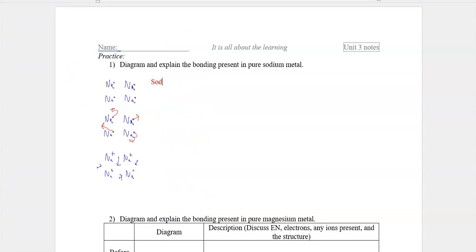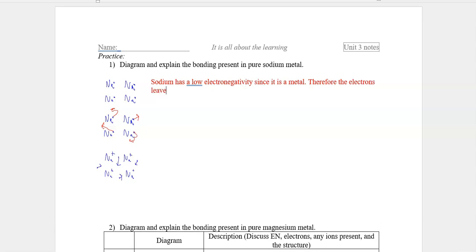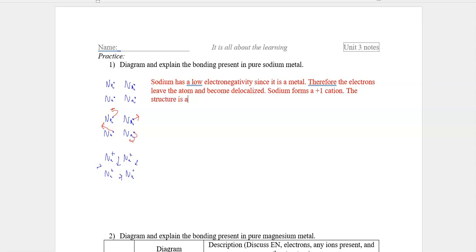All right, sodium has a low electronegativity since it is a metal. Therefore, the electrons leave the atom and become delocalized. Sodium forms a +1 cation. The structure is a malleable solid.